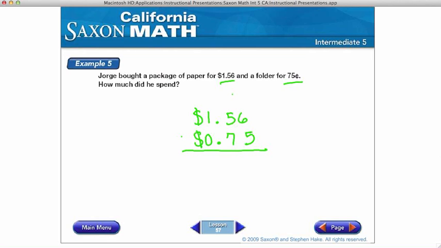And now I can add it up. 11, 12, 13, 2. And do not forget that dollar sign and decimal point in your problem. When you add money, the decimal point comes straight down. So they should be in a nice, neat row. So Jorge spent $2.31.